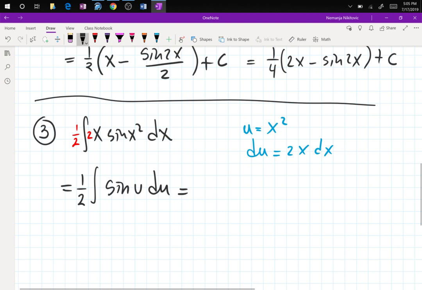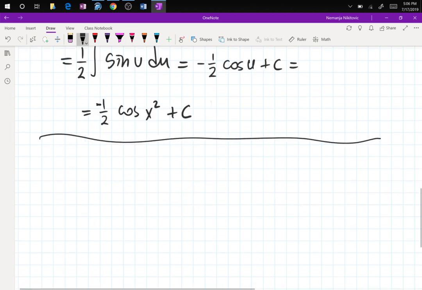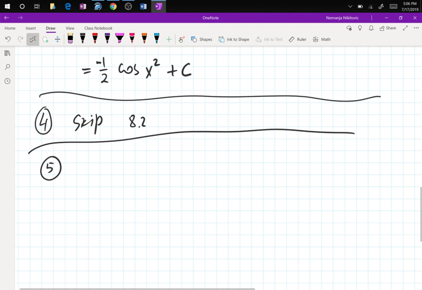So the x squared gets replaced by u, so you have sine of u, and then 2x dx gets replaced by du. So now, integral of sine is, don't be shy, negative cosine. So, negative 1/2 cosine u plus c. Now, no one cares about u, right? The variable is x. So we replace u with x, and that's negative 1/2 cosine x squared plus c. Number 4, skip.